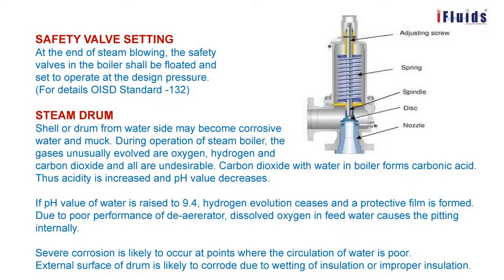So, safety valve setting. At the end of steam blowing, the safety valves in the boiler shall be floated and set to operate at the design pressure. So the safety valve has the nozzle, the disc, spindle, spring and adjusting screw. That is to set the pressure or change the pressure. This adjusting screw is provided.